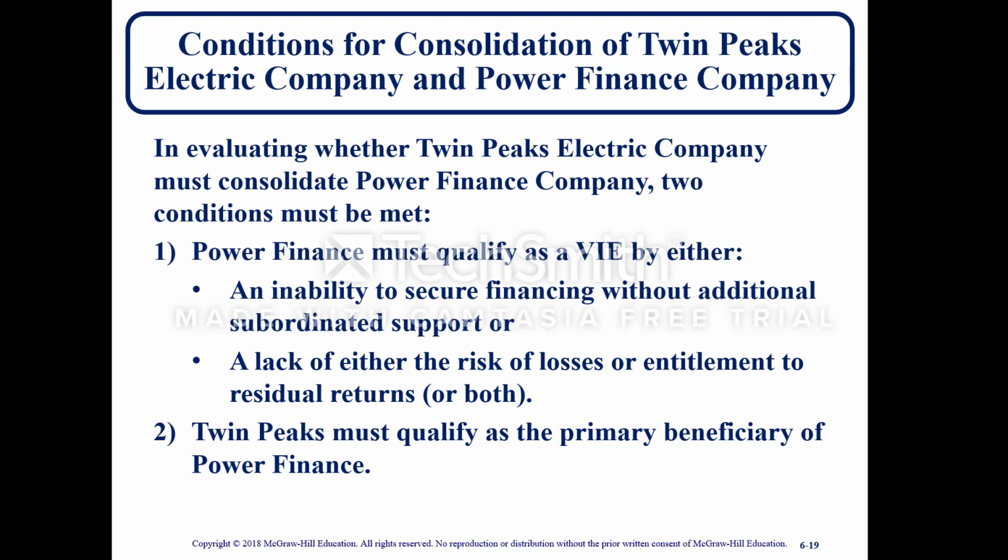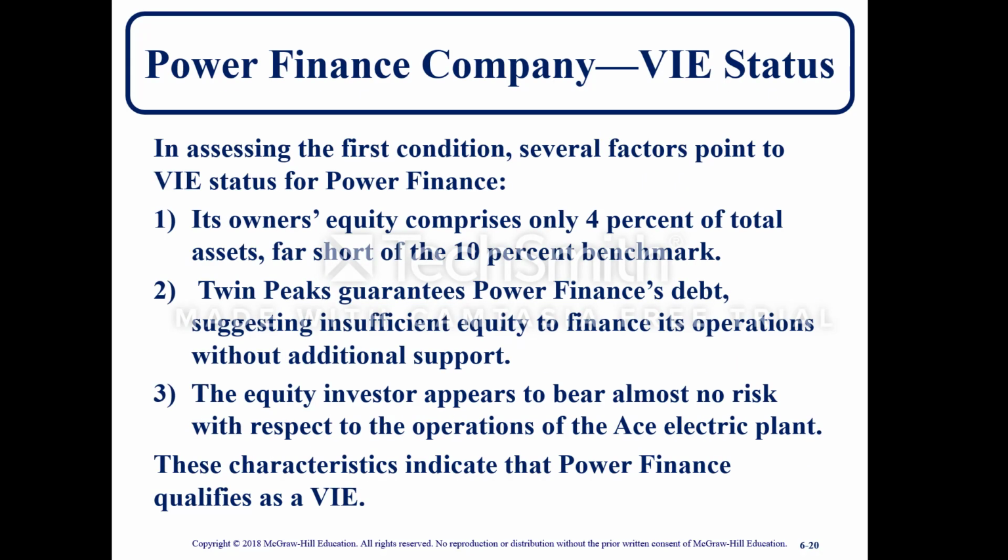So, conditions for consolidation of Twin Peaks Electric Company and Power Finance Company. Evaluating whether Twin Peaks Electric Company must consolidate Power Finance Company, two conditions must be met. One, Power Finance must qualify as a VIE, by either an inability to secure financing without additional subordinate support, or a lack of either the risk of losses or entitlement to residual returns, or both. Two, Twin Peaks must qualify as the primary beneficiary of Power Finance.